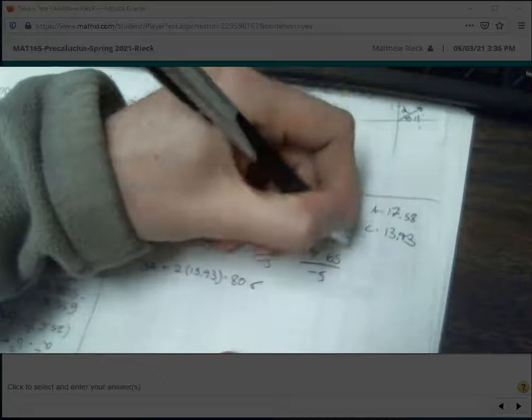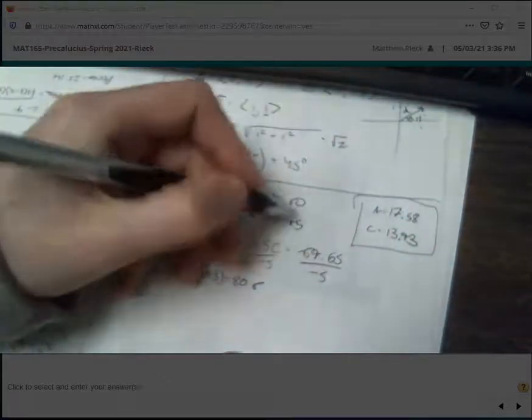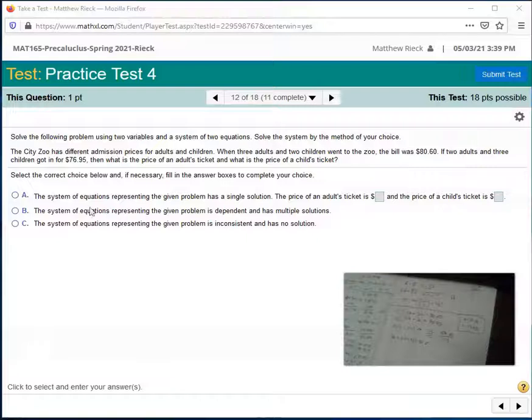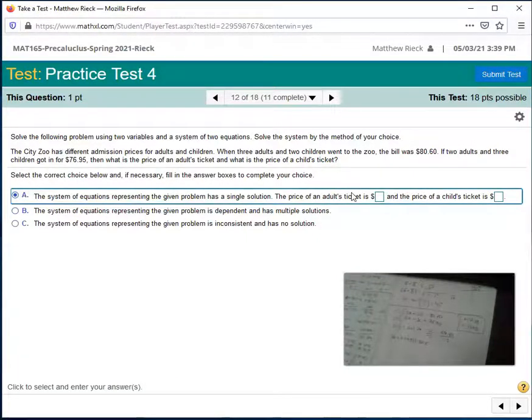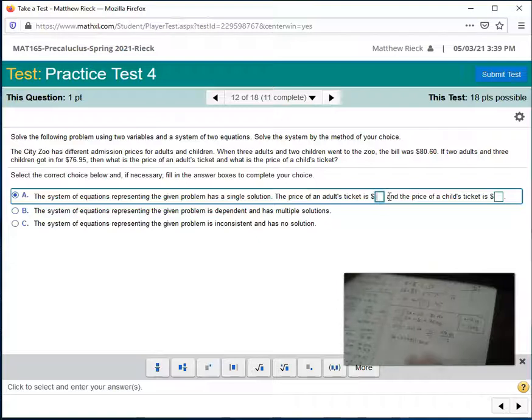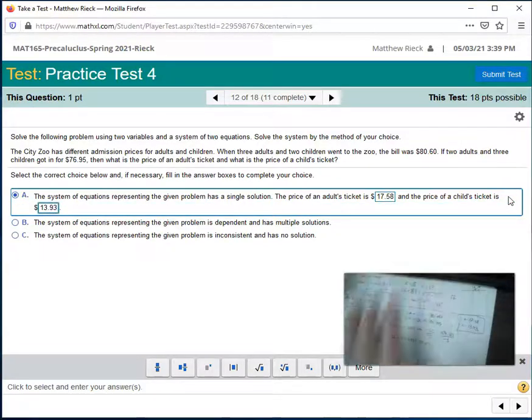So we have 2 times 17.58 plus 3 times 13.93, which gets me $76.95. All right. So again, the nice thing about these problems is you can always go back and check in terms of the original problem, and you should end up with the right answer there. All right. So the system of equations has a single solution. Yep. So the adult ticket price is $17.58, and the children's ticket price is going to be $13.93.